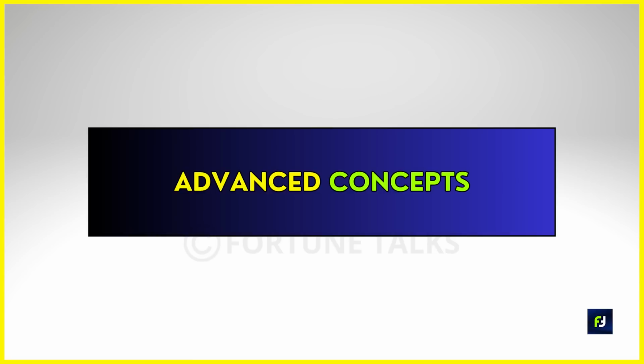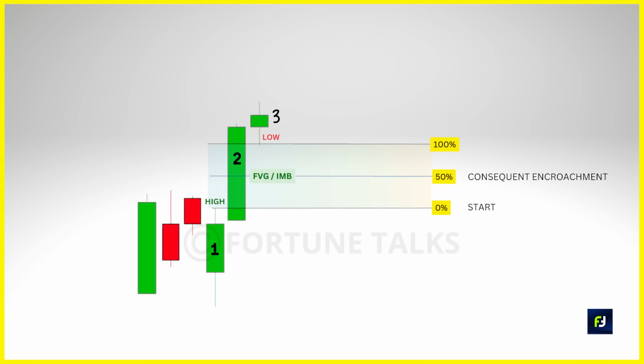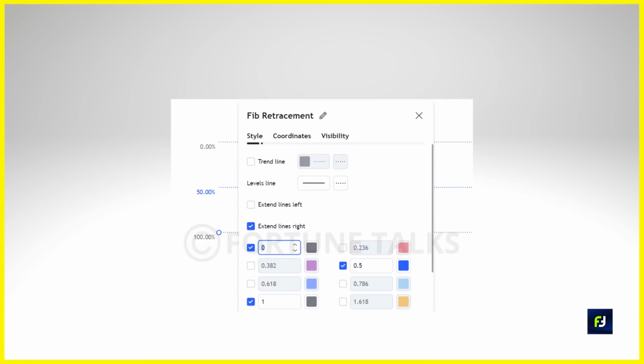Now, I want to talk about some advanced concepts regarding fair value gaps. I won't force you to learn these, but it is worth knowing as it would help you to trade with better conviction and accuracy. Now, there are three things to look out for within a fair value gap. The first being the start of the fair value gap, the second being the consequent encroachment or the 50% of the fair value gap, and lastly, where the price completely fills the fair value gap. We can make use of the Fibonacci tool to mark these levels within these fair value gaps.